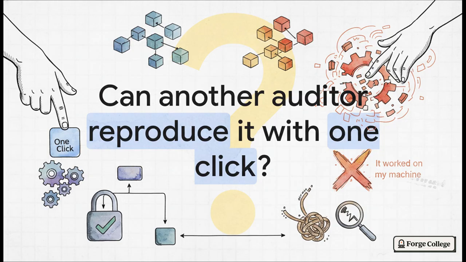If the answer is no, well, you don't actually have a finding. You just have a very frustrating "it worked on my machine" excuse. We need undeniable vulnerability. That means if a colleague runs your code on their machine, they get the exact same exploited state every single time.